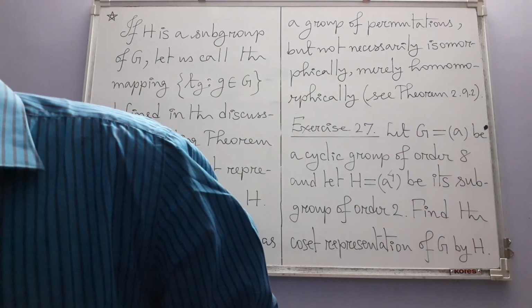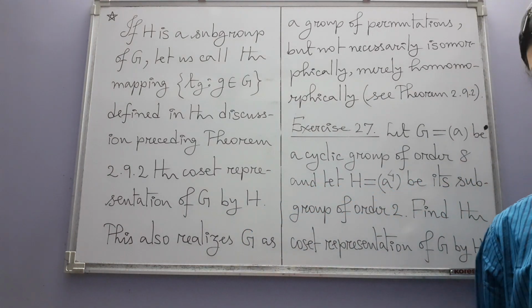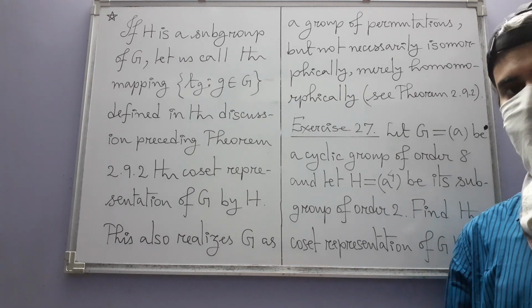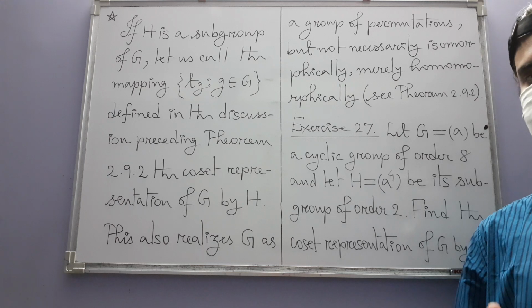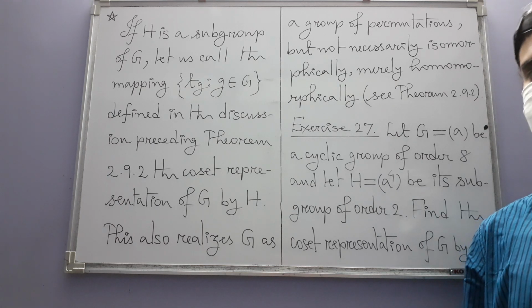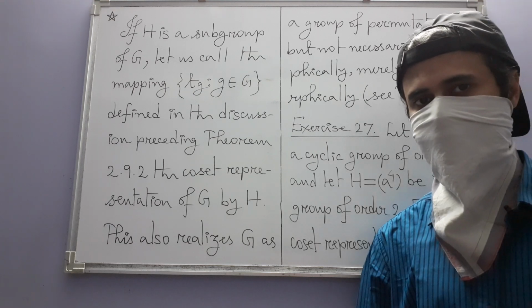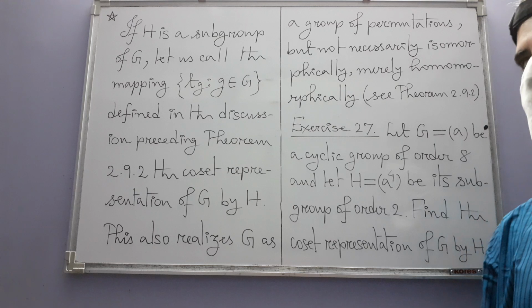Okay, so we are now towards the end of this section. Only a few exercises are left, and today we are going to solve all of them. And these last few are about yet another kind of representation of groups known as the coset representation, because it involves cosets of a subgroup of the given group.